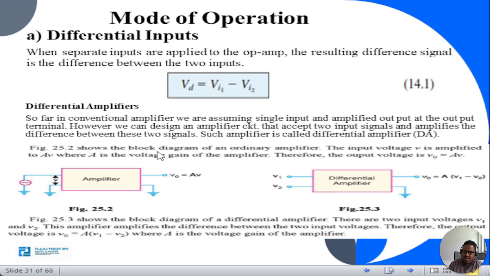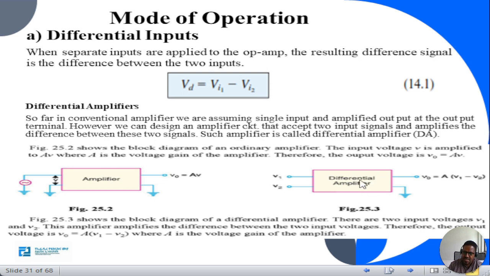This figure shows the block diagram of an ordinary amplifier. The input voltage is amplified by the gain of the voltage, where A is the voltage gain of the amplifier. Therefore, the output voltage V out becomes gain multiplied by V in.